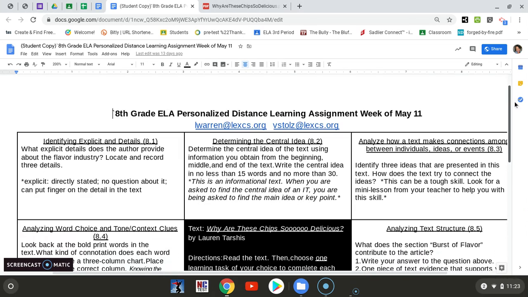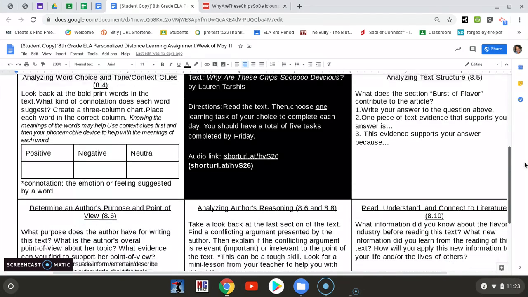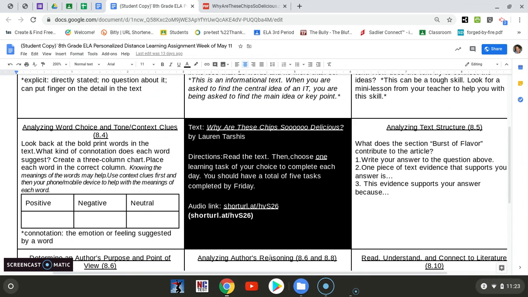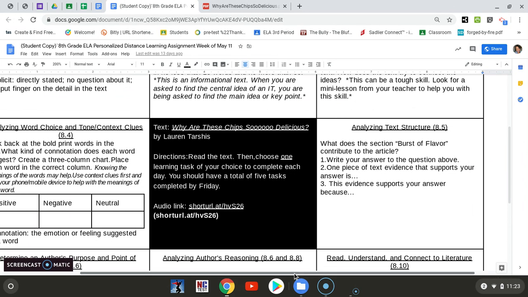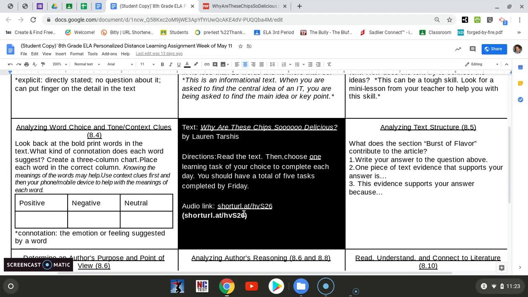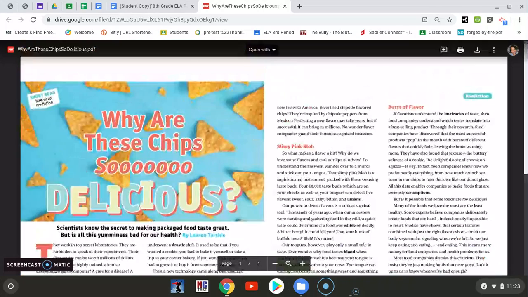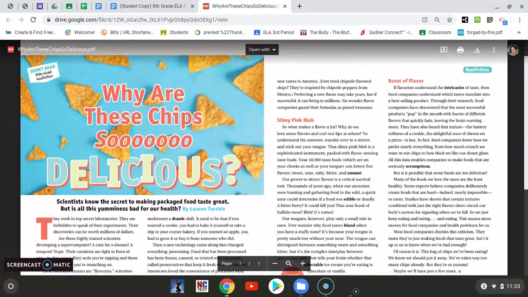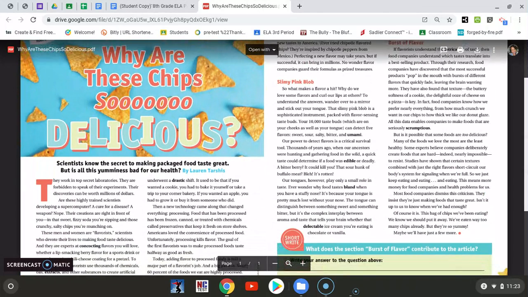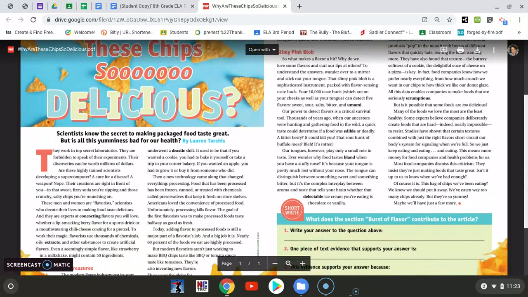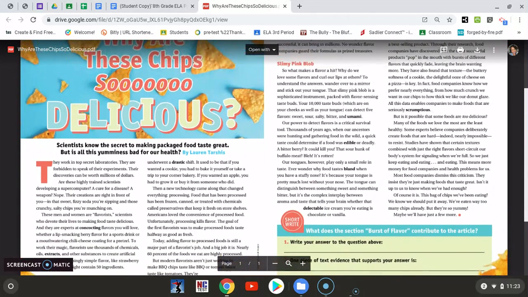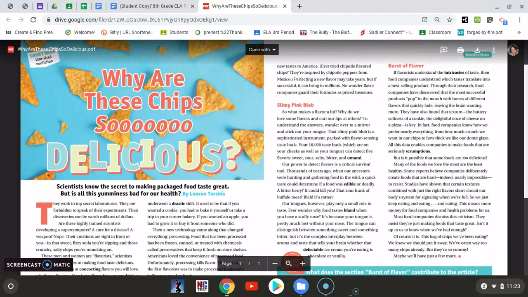So if you look at the format once again this week, you will notice that you have the same setup that we've had before. We have provided you with the audio link for the text. The text is titled, "Why Are These Chips So Delicious?" It is from Scholastic Scope, so you should be familiar with the format that Scholastic Scope often provides for their articles. Not a long read, pretty interesting information.